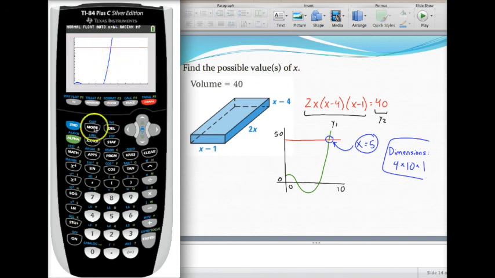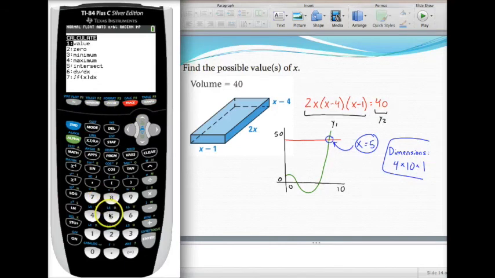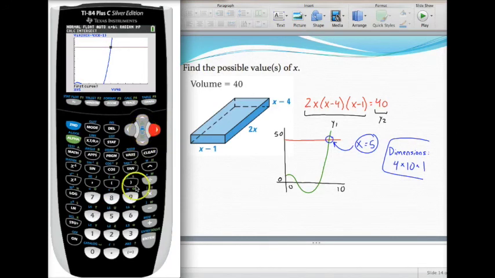From there, I've selected intersect from the calculate menu. So second trace, select option 5, and we just want to arrow over close to it. Ironically, it lands right on it, but whatever, we didn't know that. So go ahead and press enter 3 times to answer the 3 questions about first curve, second curve, and guess. And it'll tell me the intersection is going to occur when x is equal to 5. And so the possible value of x is 5 to get me the volume that I want.